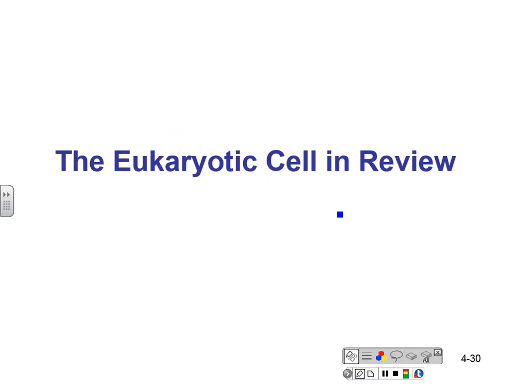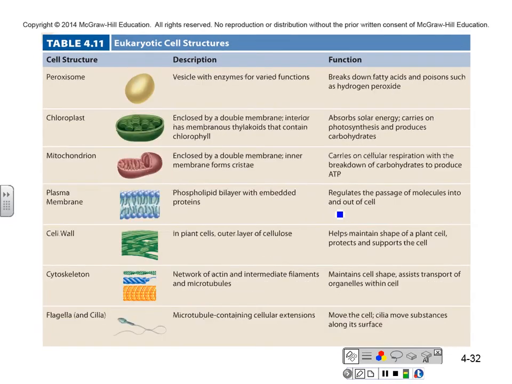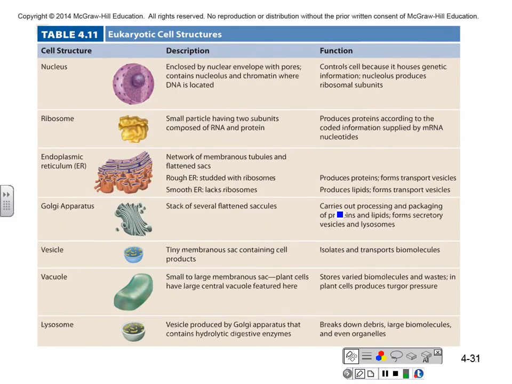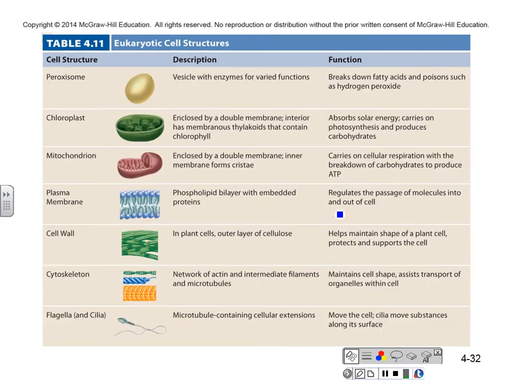All right, eukaryotic cells in review. Go back to this table that's in your book and look at the description and the function of each cell structure and make sure that you know a little bit about each of them. Well, I think that's it for Chapter 4.